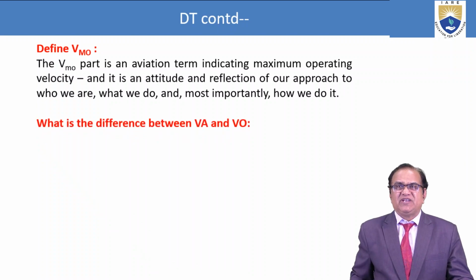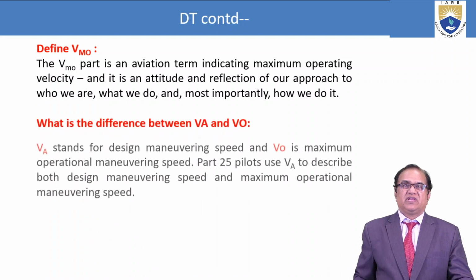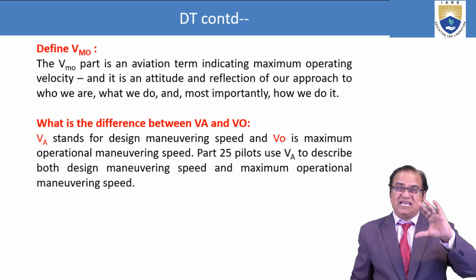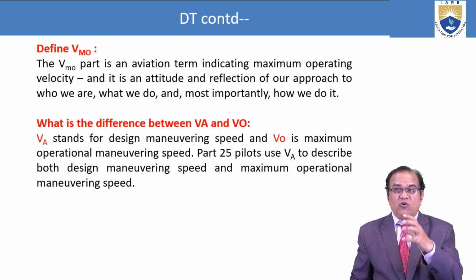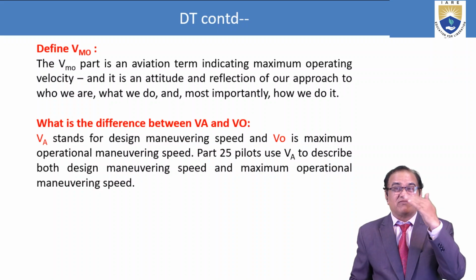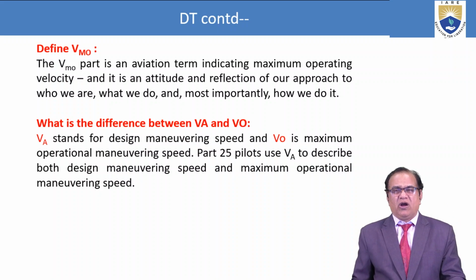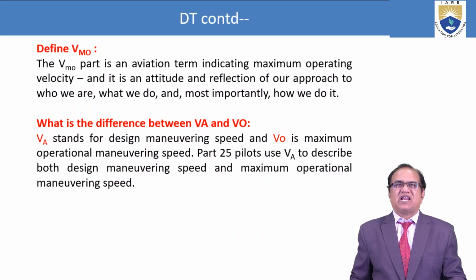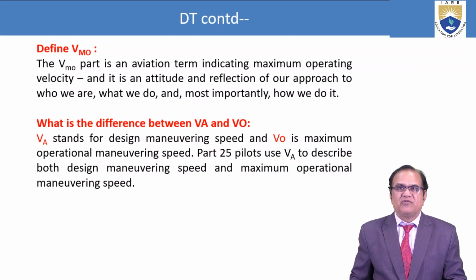What is the difference between VA and VO? VA stands for the design maneuvering speed and VO is the maximum operating maneuvering speed. VA is a limit factor, but VO is less than that because we should not cross VO. Otherwise, if we cross, we will go to VA and damage may happen. In Part 25, pilots use VA to describe both design maneuver speed and maximum operational maneuvering speed.